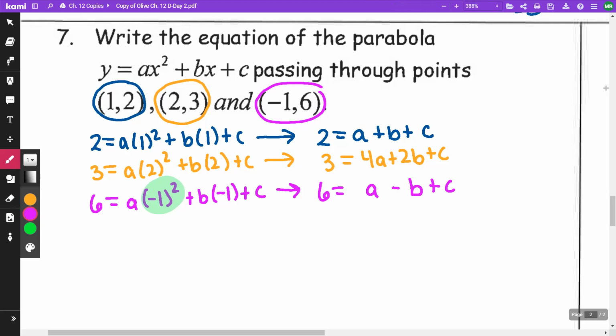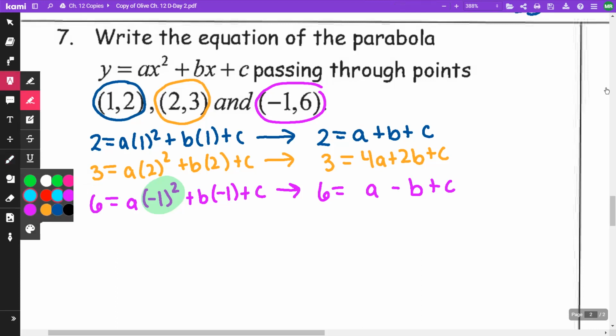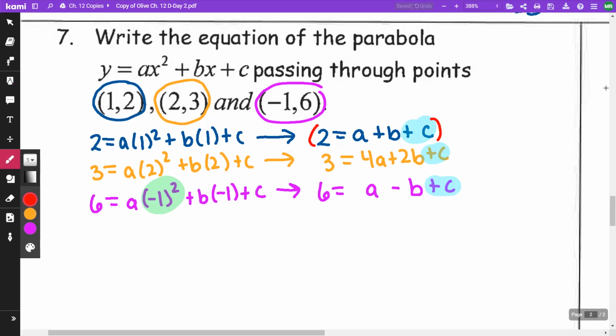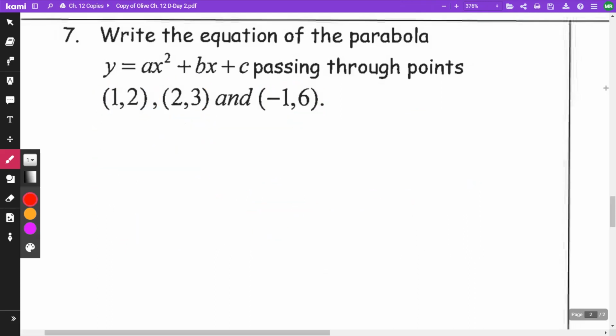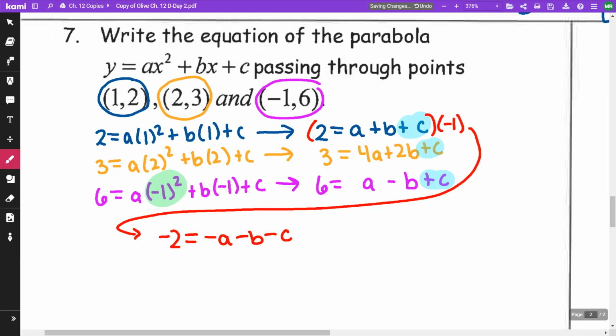I can do one of two things. I could choose either A or B to eliminate. B would actually not be that bad to eliminate here, but what is always going to be true every time I do this, I'm always going to have a plus c, a plus c, and a plus c. So usually I'll use that to help me. What I'm going to do is multiply this one by a negative 1, and I get negative 2 is equal to negative a minus b minus c. And I'm going to use that with the other two equations.